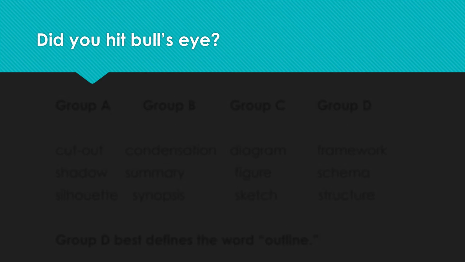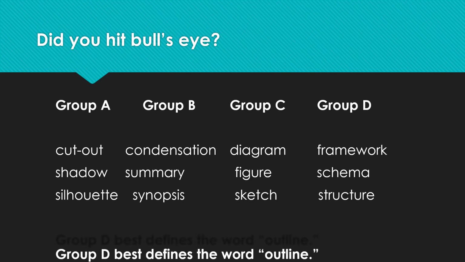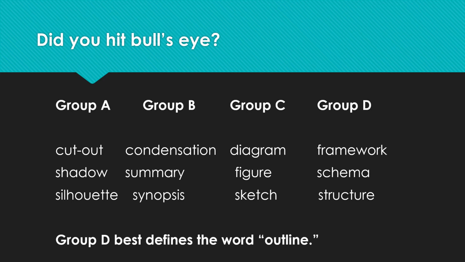Hello again. Did you hit bullseye? Are your answers similar to this one? Because this is the correct answer. Okay, if it is similar, then very good. Good job. So, what group best defines outline? Yeah, it would have to be group Z. It's a framework, it's a scheme, it's a structure.